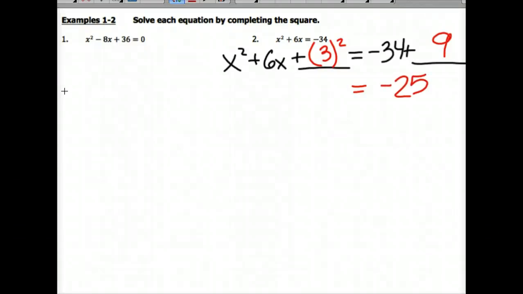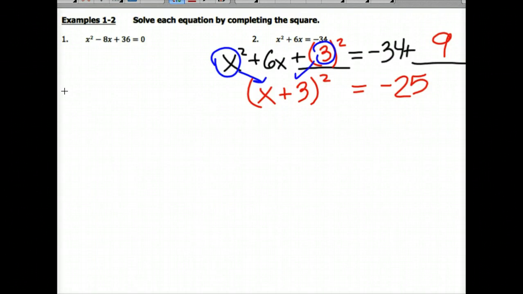On the left side, again, you have x squared plus 6x plus 9, which factors into the quantity x plus 3 squared. Okay? Basically what you're doing is you're taking this x and this 3, and they're coming down here to this binomial, is essentially what's happening. And so now you can take the square root of both sides, which is going to cancel out your 2 exponent on the left side.